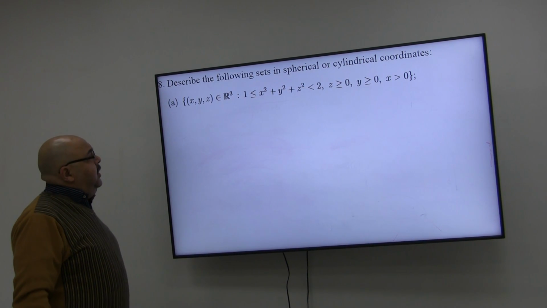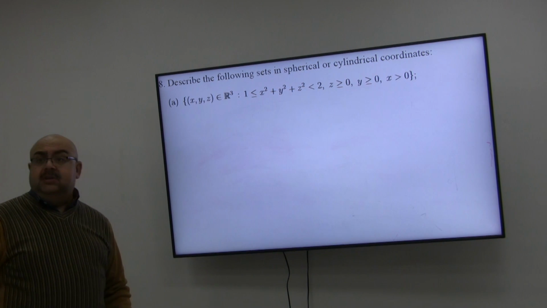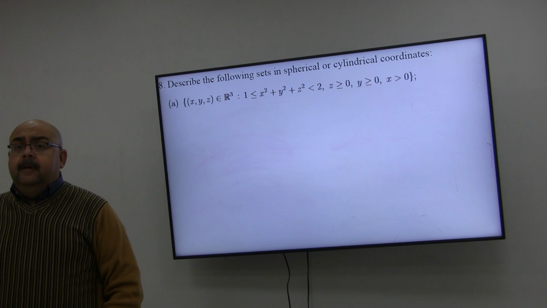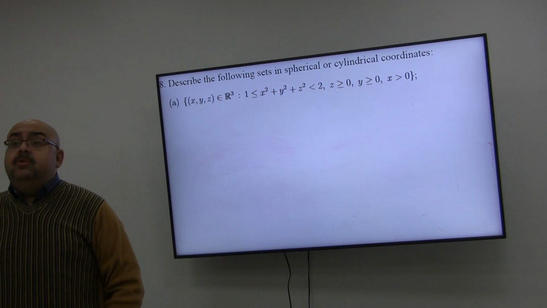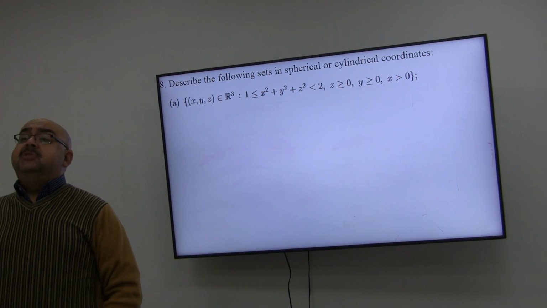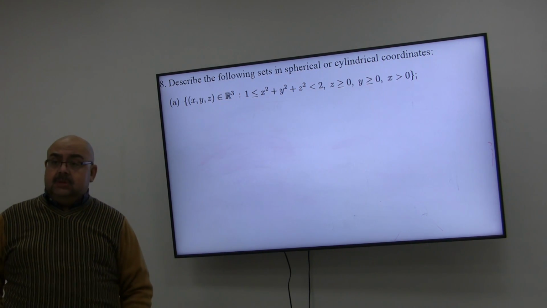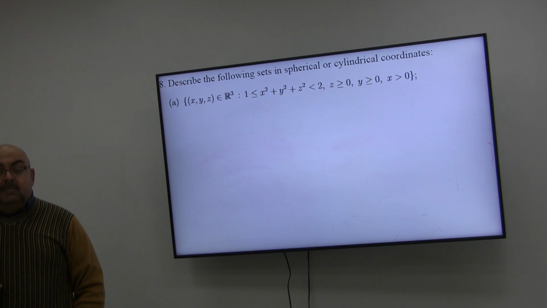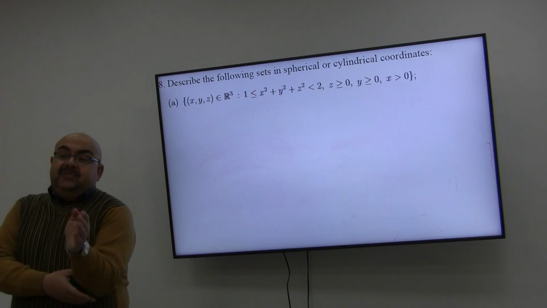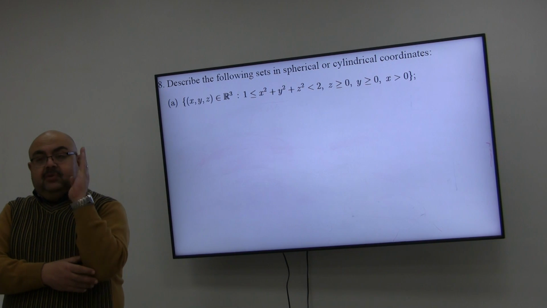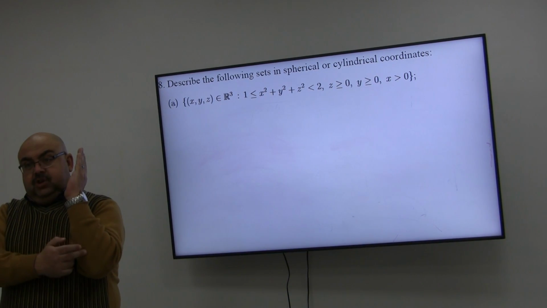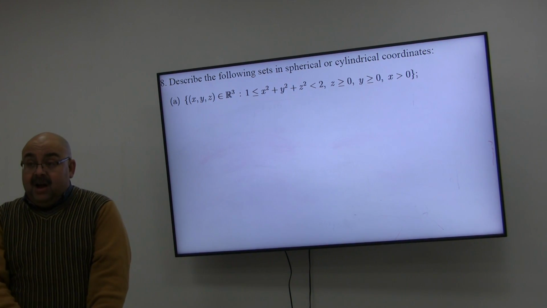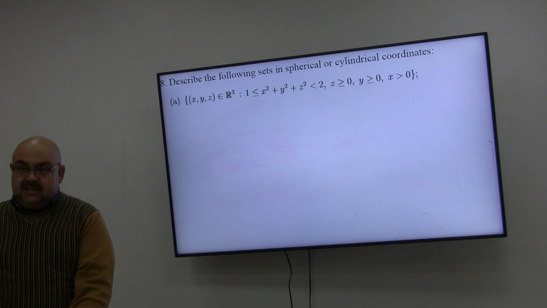It also says describe the following sets in spherical and cylindrical coordinates. Guys, do you remember the spherical coordinates? What's the difference between spherical coordinates and cylindrical coordinates? In cylindrical coordinates, the z-axis is the z-axis. But in spherical coordinates, I will add phi, which starts from phi equal to 0 with the positive direction of the z-axis, and it will go to pi on the other side of the positive z-axis.